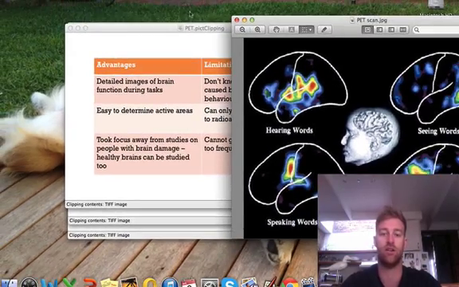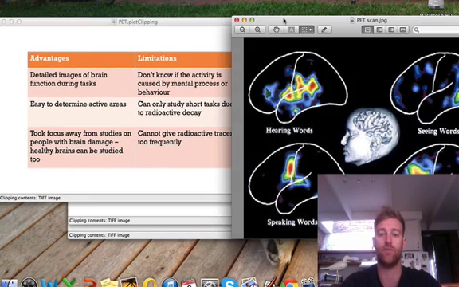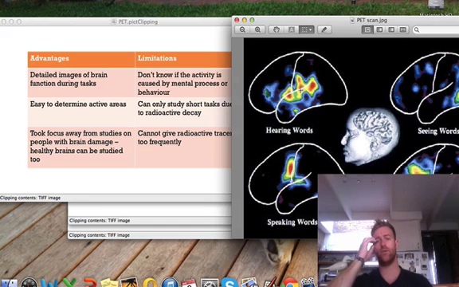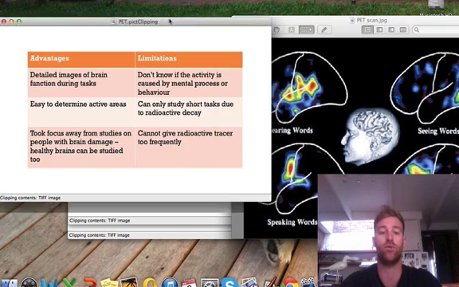If I just put that on the side as well, so we can see that at the same time, we can see that the left side of the brain is working really hard when we hear words. It's easy to determine active areas because we've assigned colors: high density blood is red, low density blood is blue, and so on. And also, it took the focus away from brain damage to brain function. That's really important because for a long time, brain research was done with damaged brains. Now we're moving into functional, healthy brains. What does a healthy brain do when we hear words? Well, it does this. That's important.